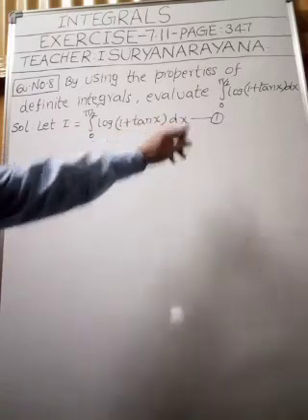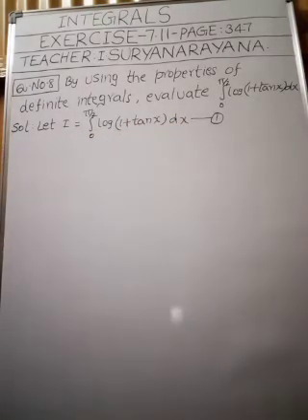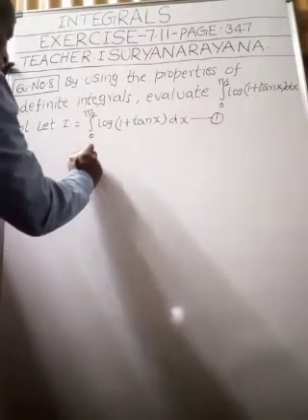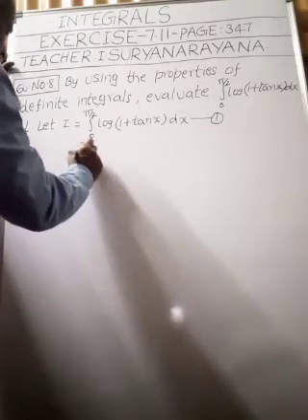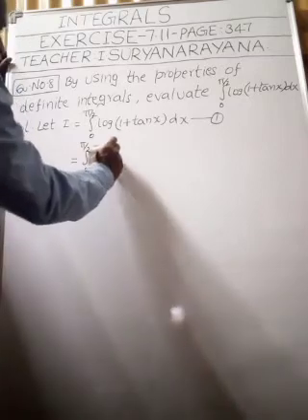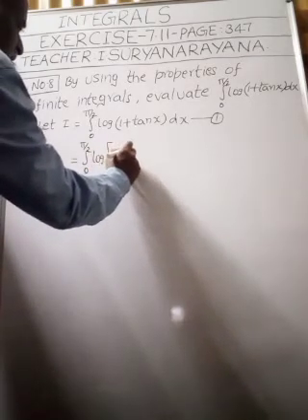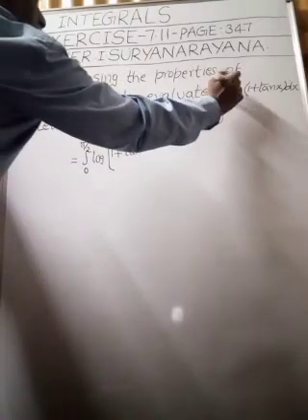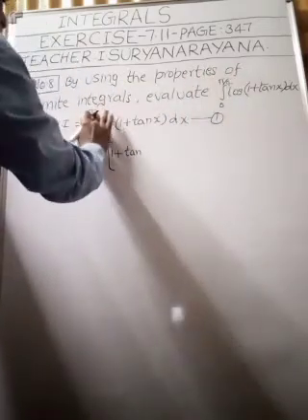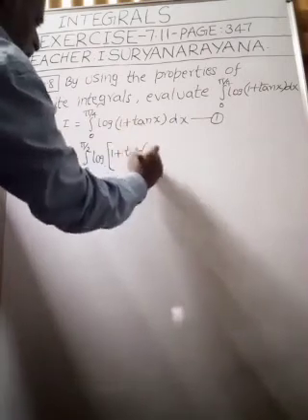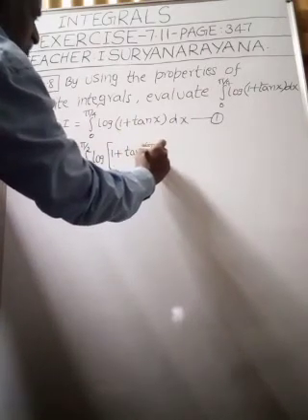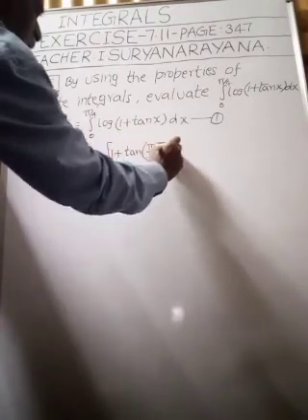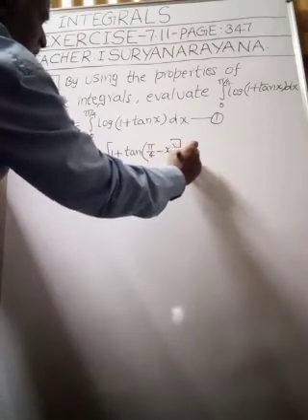Let us consider this is equation 1. Okay, my dear children, right. That is equal to integral 0 to pi by 2 log of 1 plus tan of pi by 4 minus x dx.